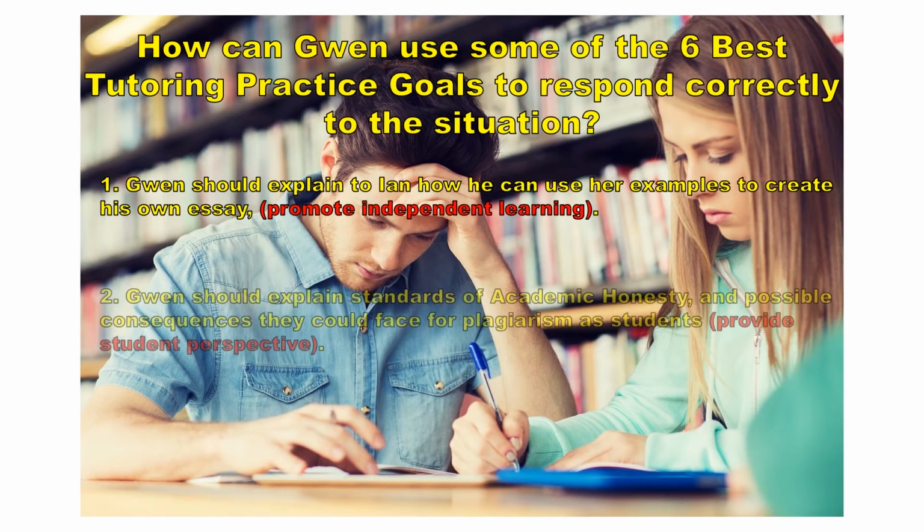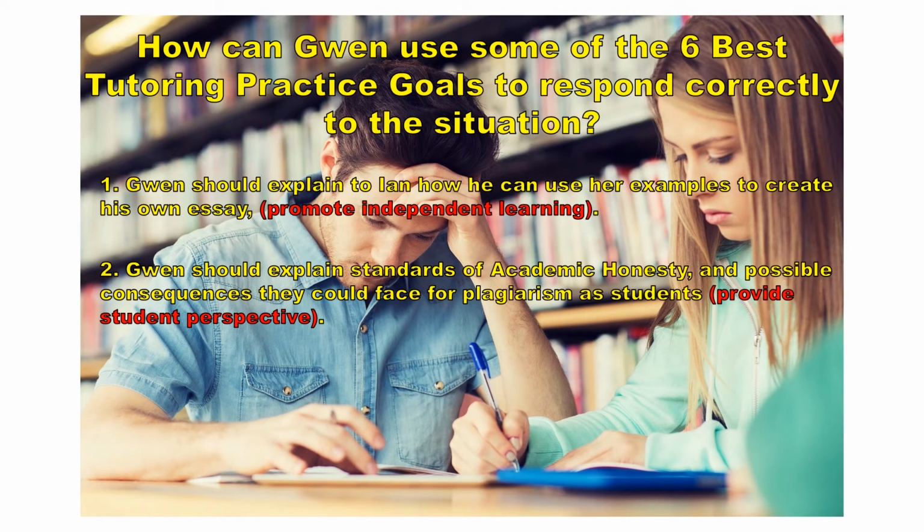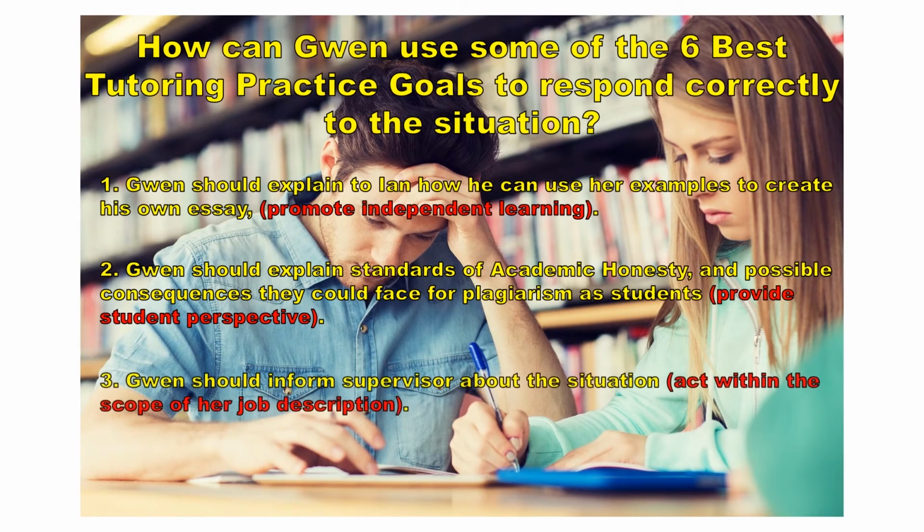Gwen should also explain to Ian that as students, they are both held to standards of academic honesty, and either or both of them could face consequences as a result of plagiarism. Finally, it might be a good idea for Gwen to reach out to her supervisor, just to let him or her know about the situation.